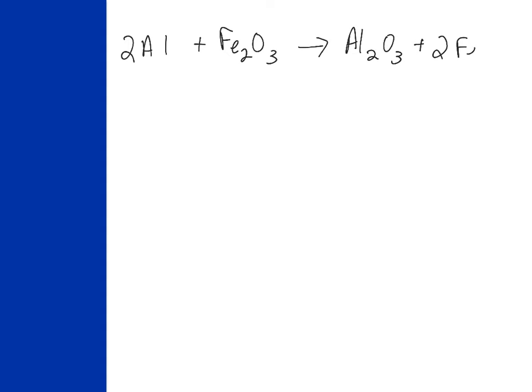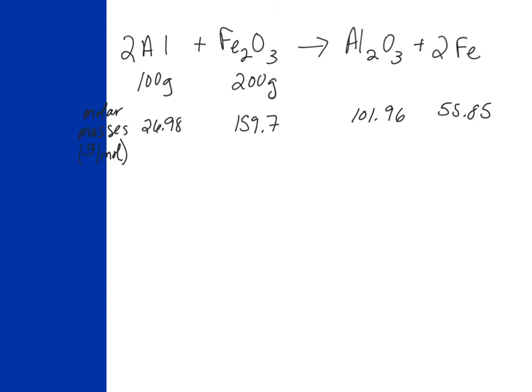So let me summarize what we had on the previous slide real fast. We have the balanced chemical reaction of aluminum reacting with iron oxide to form aluminum oxide and iron. And we're given 100 grams of aluminum and 200 grams of iron oxide. I've gone ahead and calculated the molar masses, and those are shown below. You can calculate the molar masses using the values found on your periodic table to verify my values. So the first thing we need to do is look at one of our reactants. So let's start with the aluminum.